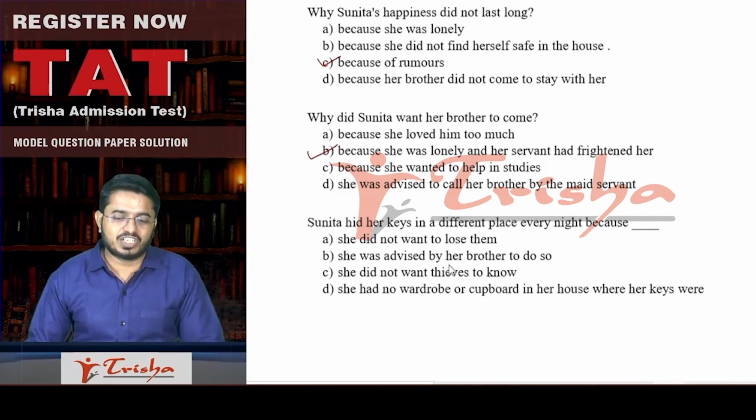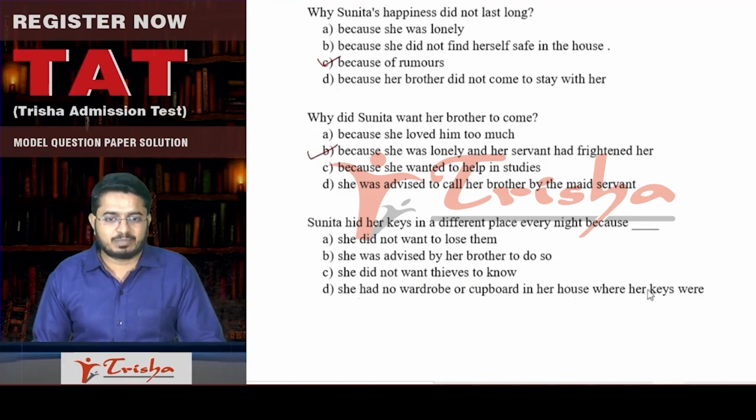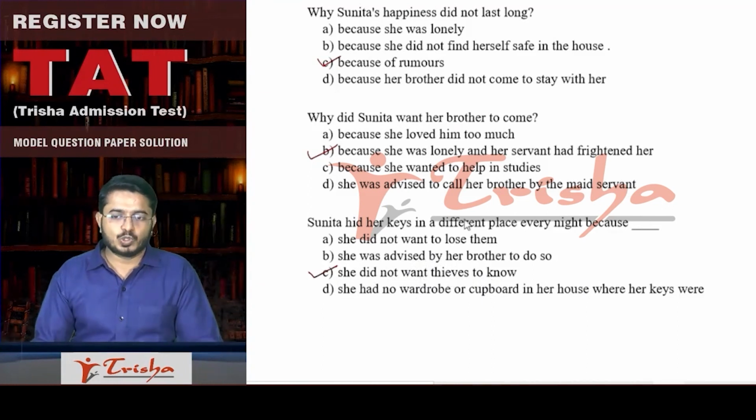Okay, this is some kind of interpretation that we can make with regards to the paragraph that is given, right? But let us also look at the next option. She had no wardrobe or cupboard in her house where keys were kept. No. So this is also not the right option. The right option for this is option C. That is the correct answer. She did not want thieves to know.